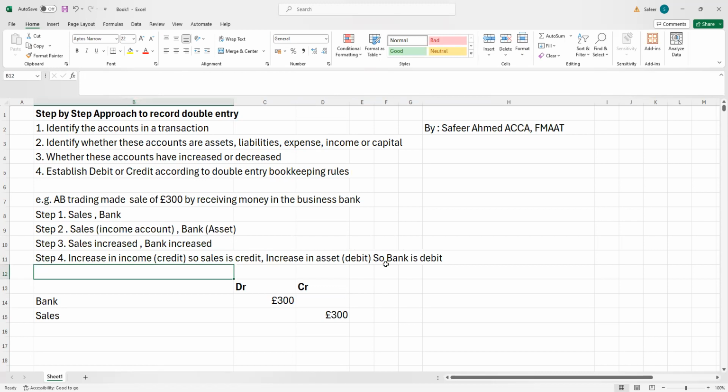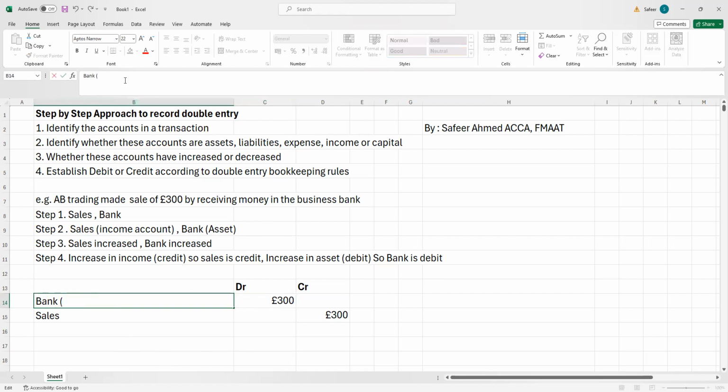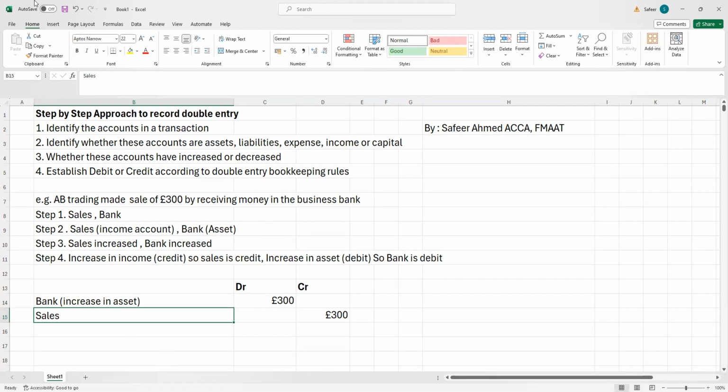Increase in asset is debit, so therefore bank has increased in this transaction, so therefore bank will be debit. So this is how it will be recorded. Bank debit with £300. Why? Because remember, this is an increase in asset. And sales will be credit. Why? Because the double entry bookkeeping rule says the increase in income is credit.